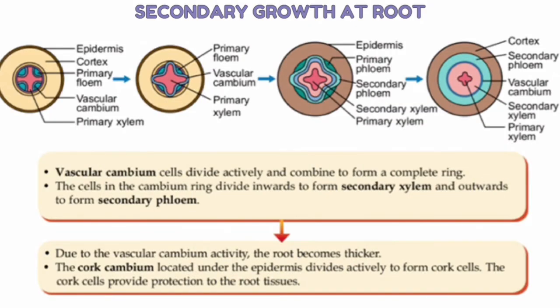Now, let's take a look at secondary growth within a root. First of all, the vascular cambium of the cell divides actively and combines to form a complete ring, as you can see in this diagram. The cells in the cambium ring divide inwards to form a secondary xylem and will divide outwards to form a secondary phloem. Due to the vascular cambium activity, the root will become thicker, as you can see in the diagram above. The cork cambium that is located under the epidermis will divide actively to form cork cells, whereas the cork cells provide protection to the root tissues.